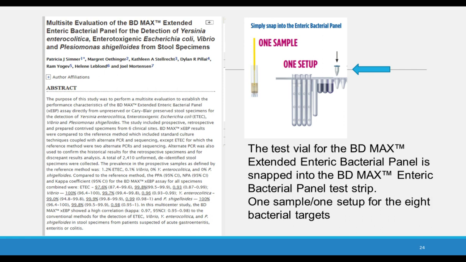This is a very nice multi-site evaluation of this assay for your perusal to see how this assay performs. And you'll see that it's a very robust assay and a very good assay for the detection of these unusual stool pathogens. There is one thing I want to make sure that you are aware of. You do not individually test the extended bacterial panel. You actually have to test it along with the enteric bacterial panel. It is a snap-on add-on to that panel, and you do it together. So it's one sample, one setup for the 8 bacterial pathogens.